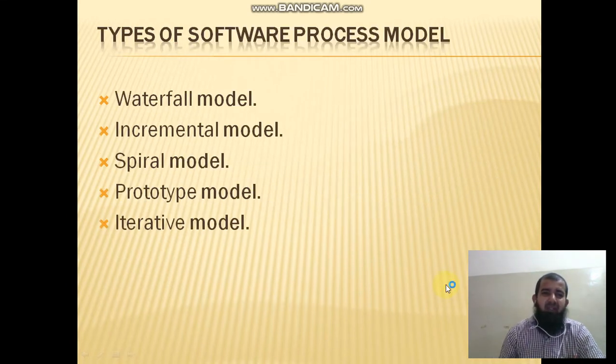Next, types of software process model. There are different types of software process models out there: waterfall model, incremental model, spiral model, prototype model, iterative model. Again, some other software process models are there, but these are very important.